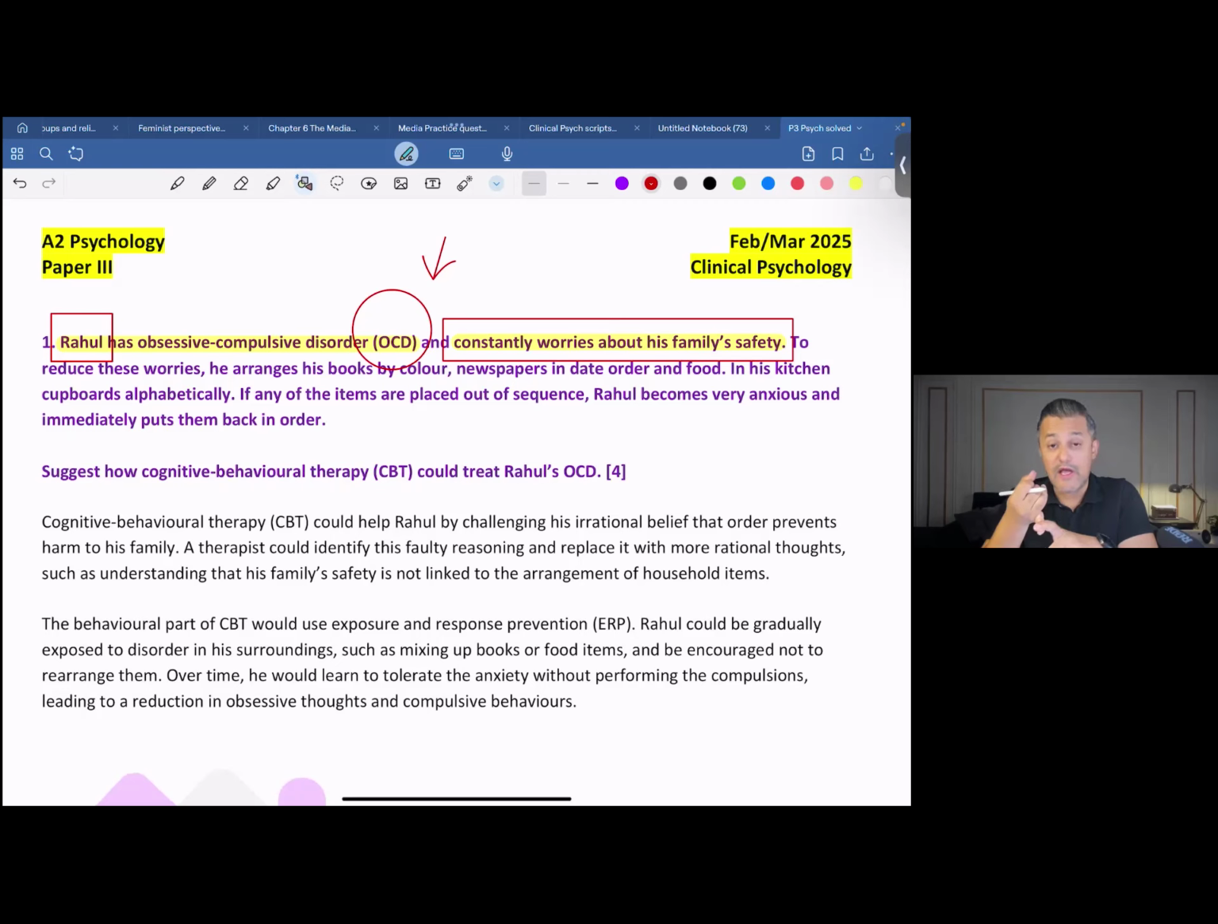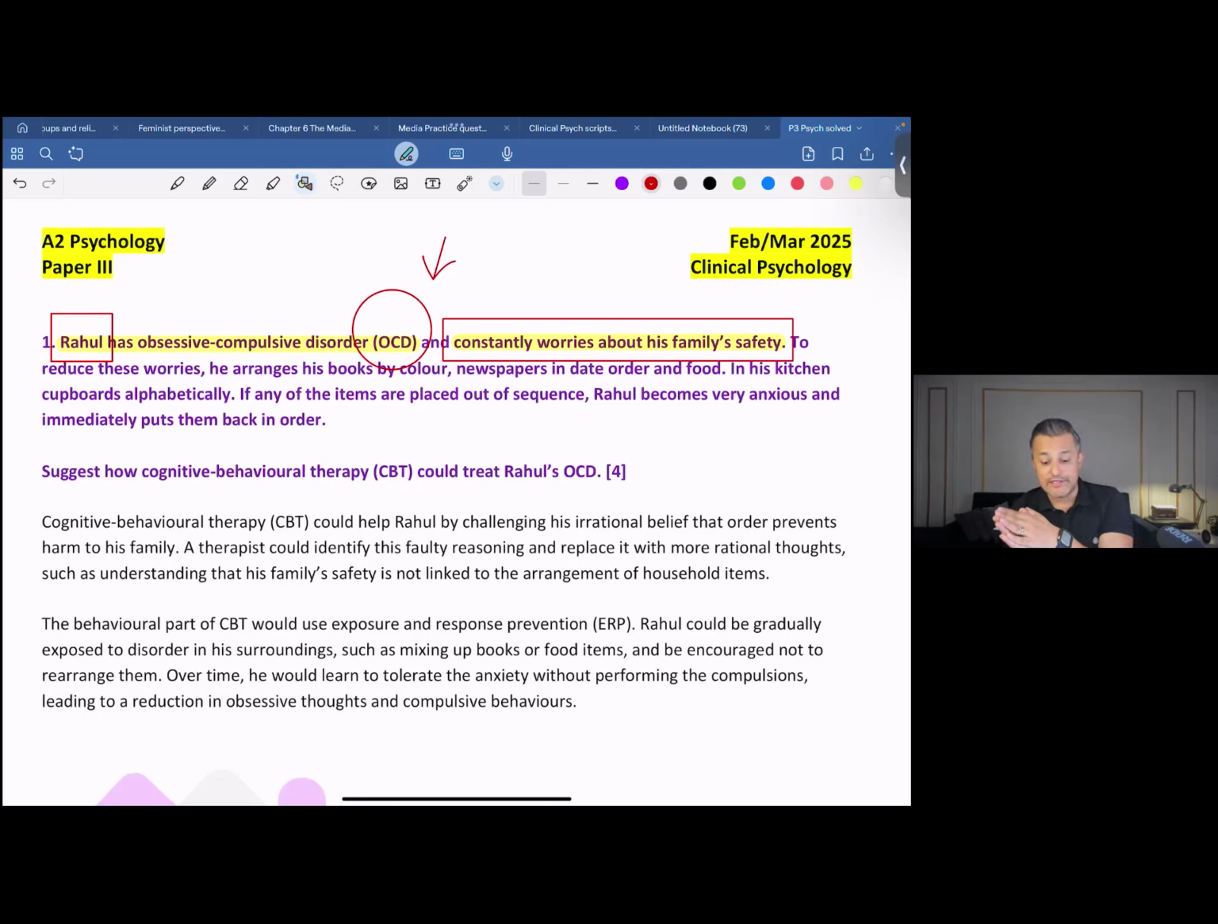You should be aware that OCD has the obsessive component and the compulsive component. The obsessive components are your intrusive, reoccurring thoughts, those reoccurring thoughts that keep on bothering you. Whereas your compulsions, you use the word compulsions when you're acting to neutralize those obsessive thoughts.